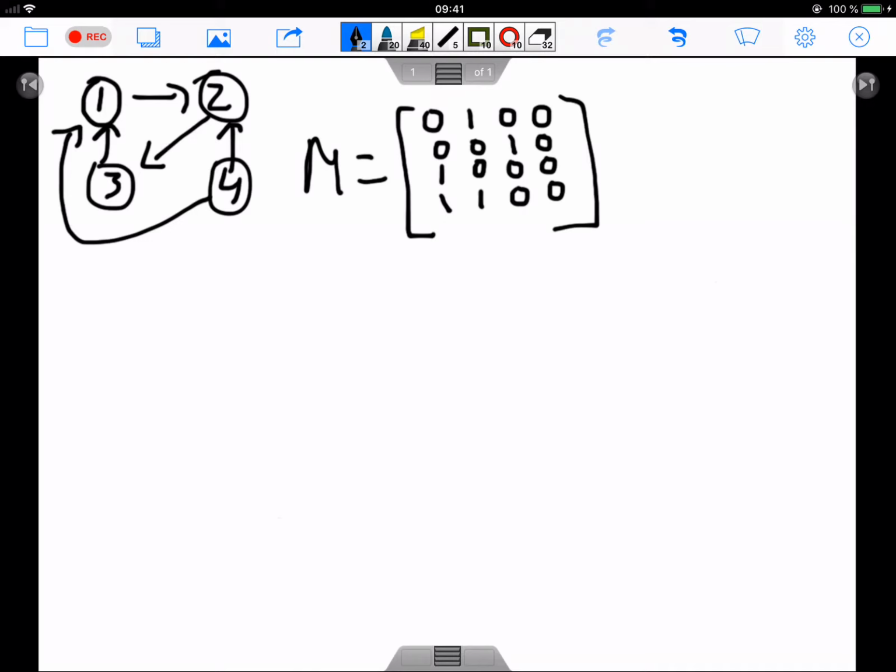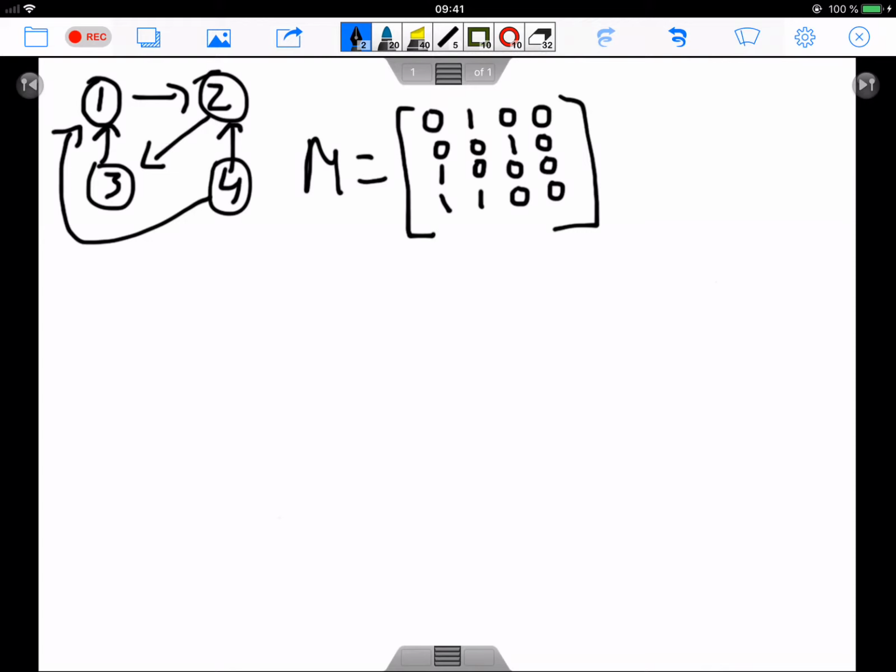Hello everybody. At the end of the last lecture I gave you this task of finding the reachability matrix of a graph, and I promised that I was going to upload a new video with the solution. So this is the video in which I'm going to compute the reachability matrix of this graph.